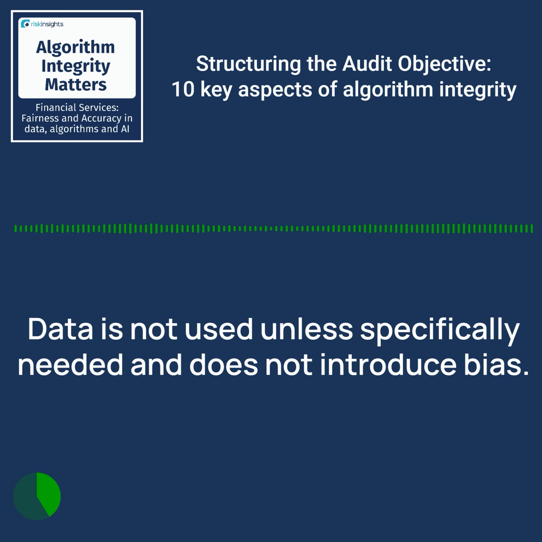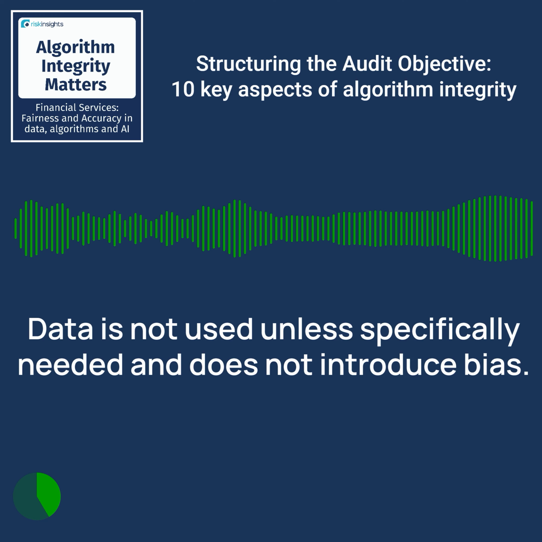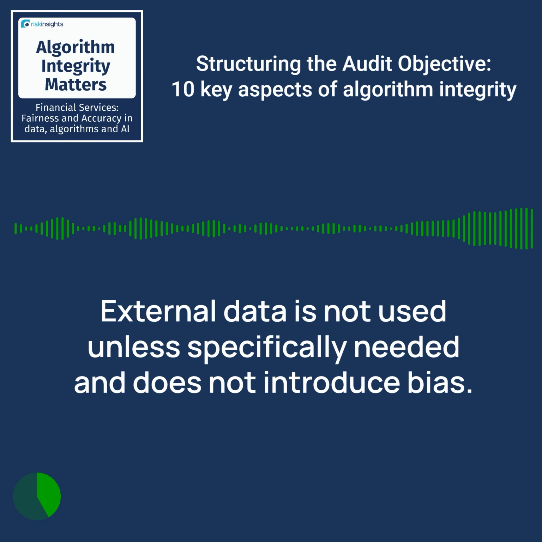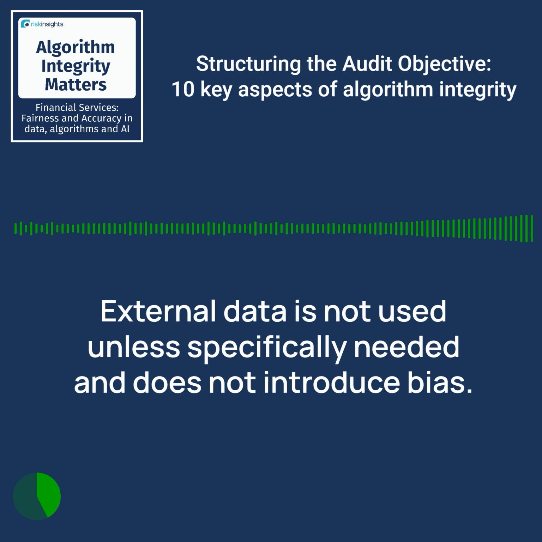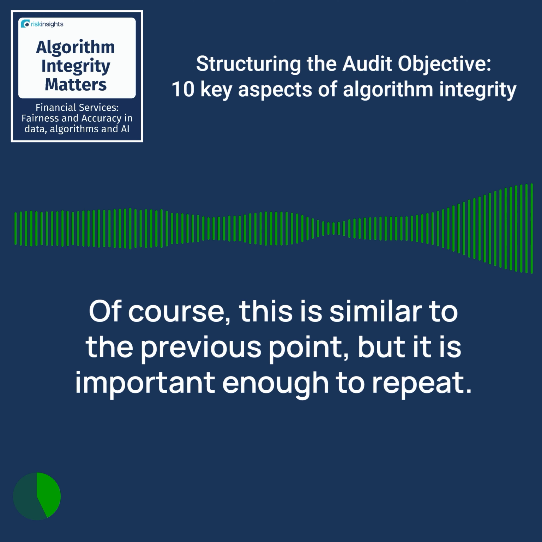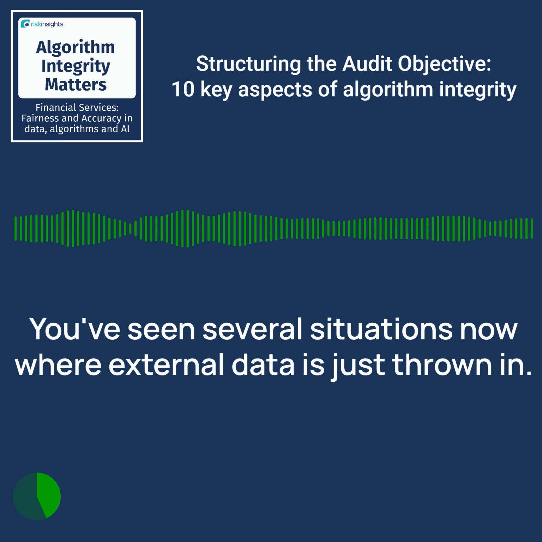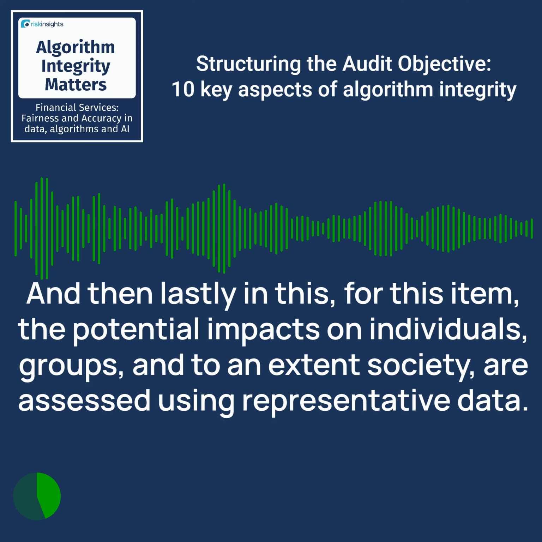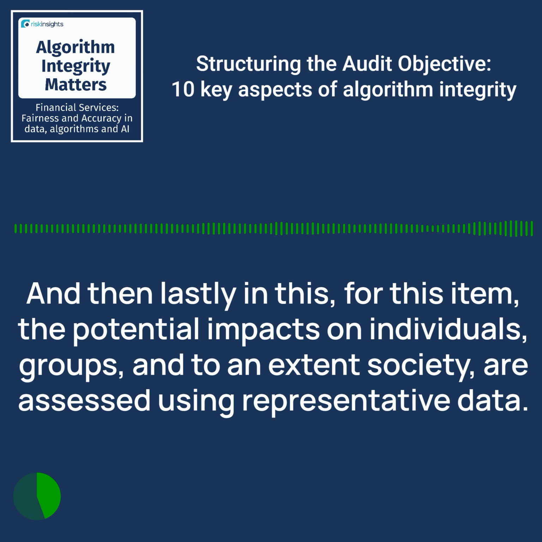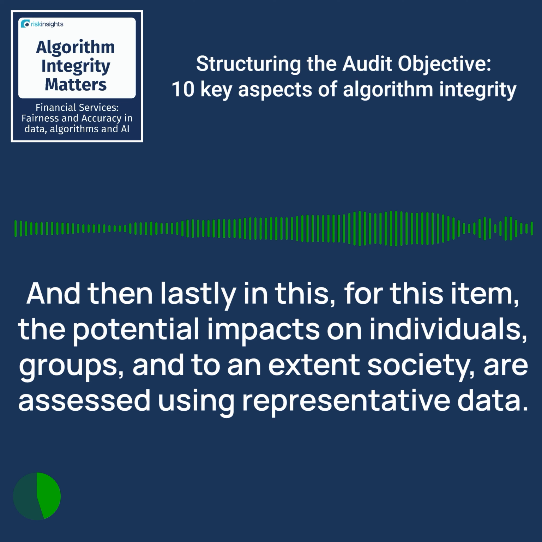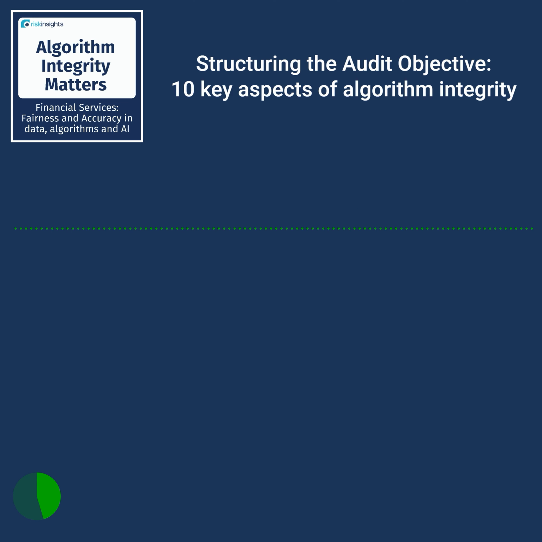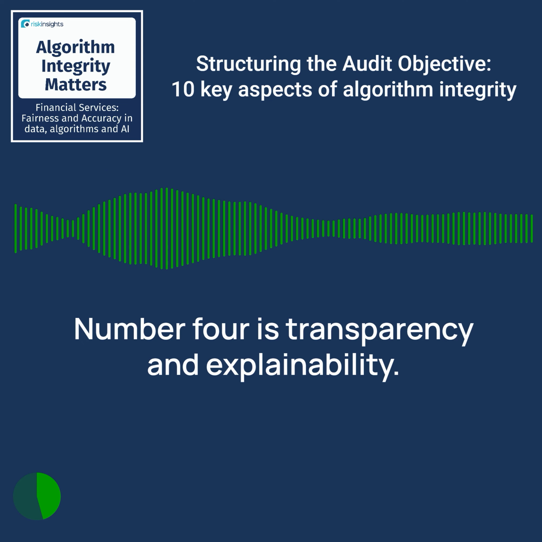Data is not used unless specifically needed and does not introduce bias. External data is not used unless specifically needed and does not introduce bias. Of course, this is similar to the previous point, but it is important enough to repeat. We've seen several situations now where external data is just thrown in. And then lastly, for this item, the potential impacts on individuals, groups, and to an extent society are assessed using representative data. Number 4 is transparency and explainability.